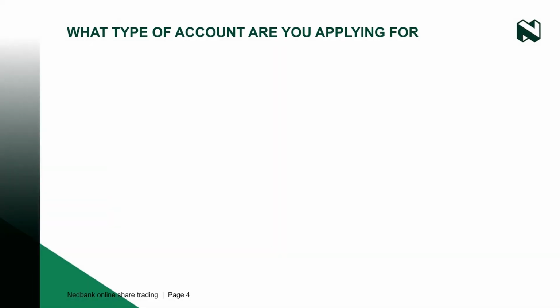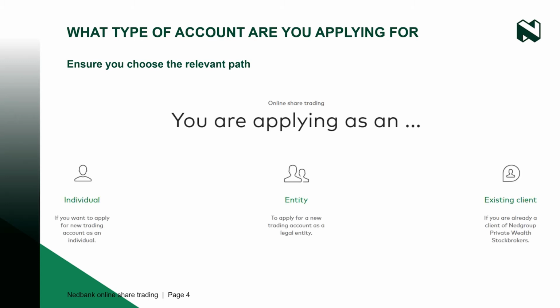Now that you have decided to open an account, it is important to know what type of account you require. The process that an individual investor needs to follow will be slightly different to the process of someone applying on behalf of a company. Also, if you're already a client of our stockbroking entity and are applying for a second account, the process you need to follow will differ from that of a new client. To avoid delays, please ensure you follow the prompts that apply to your unique situation.